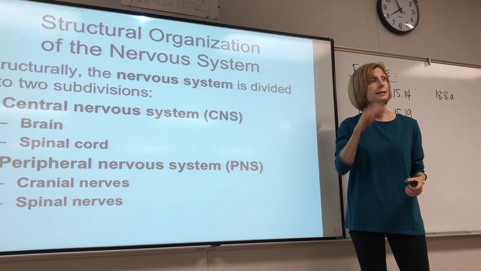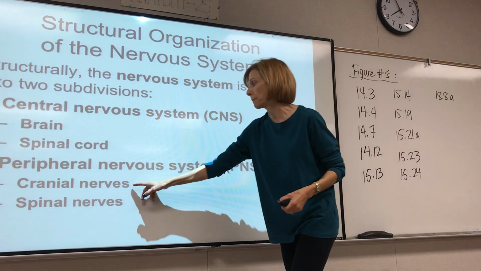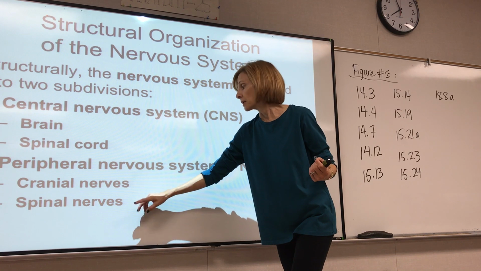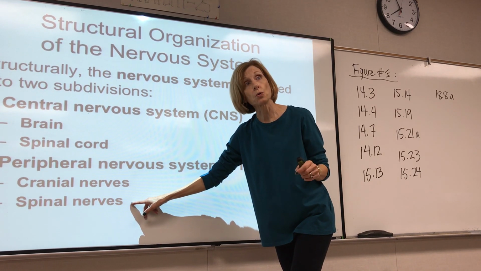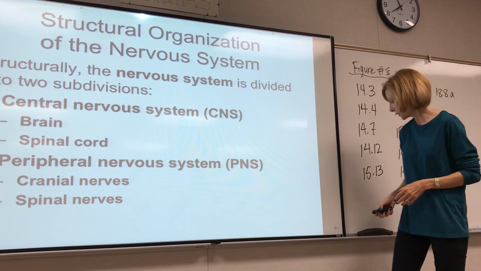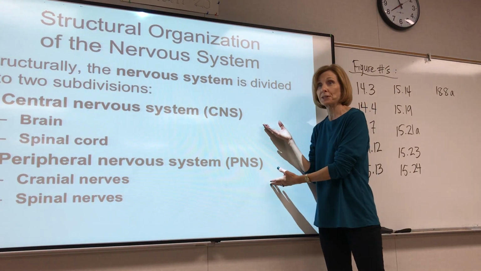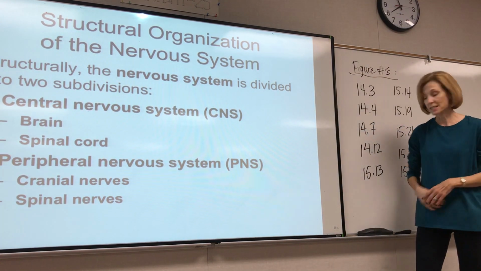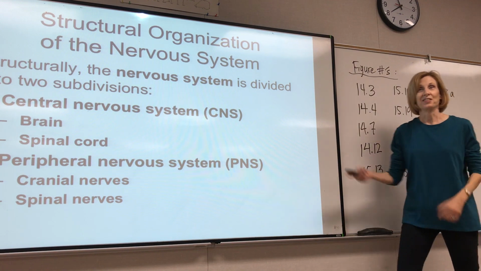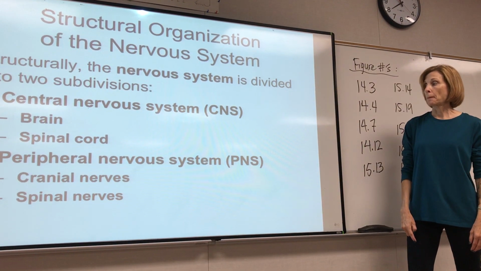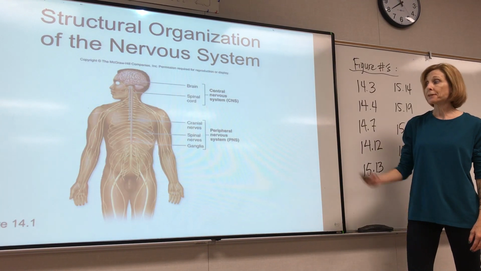Peripheral nerves are divided into two groups depending on if they branch off of the brain, and those are called cranial nerves, or if they branch off the spinal cord, and these are called spinal nerves. Okay? And that's basically all there is to it. This is the whole nervous system. It'd be nice if it was that simple, but that really is the whole thing. Okay, and this is a picture of it.